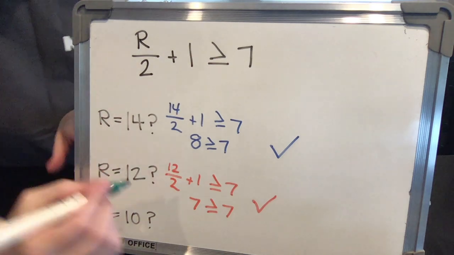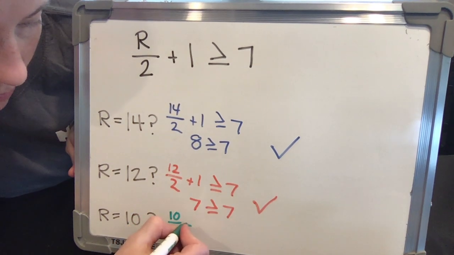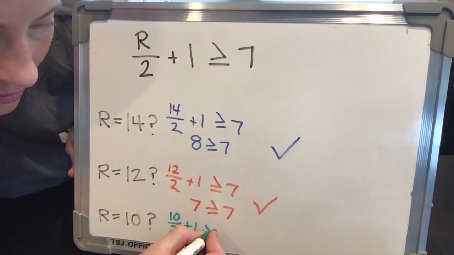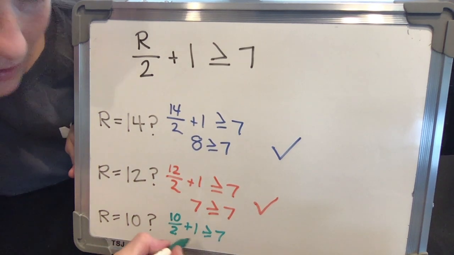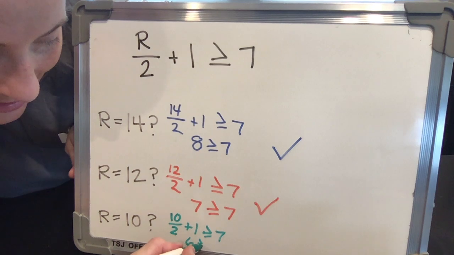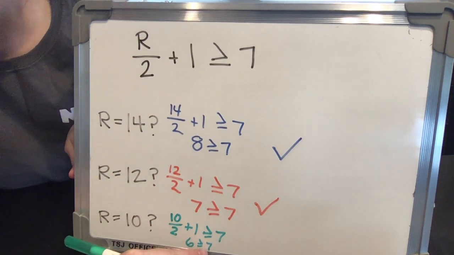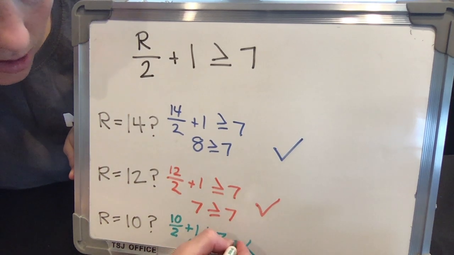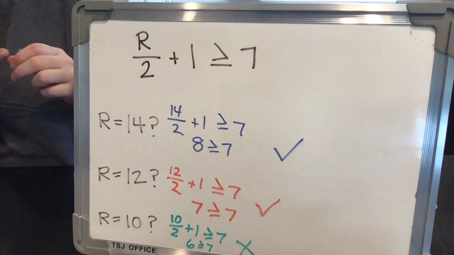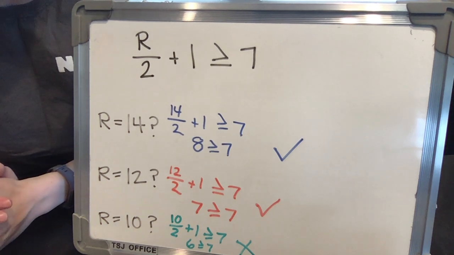Let's try r equals 10. So I'm going to do 10 divided by 2 plus 1 is greater than or equal to 7. So 10 divided by 2 is 5. 5 plus 1 is 6. Is 6 greater than or equal to 7? 6 is not greater than 7. 6 is not equal to 7. So that solution did not work. So r equals 10 would not work in this inequality.